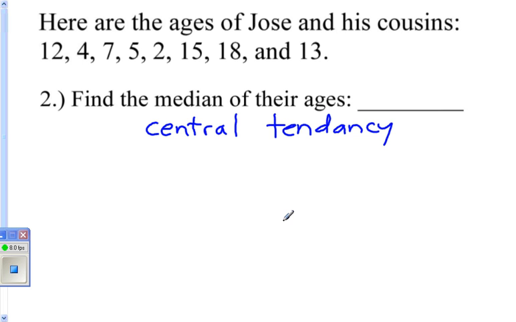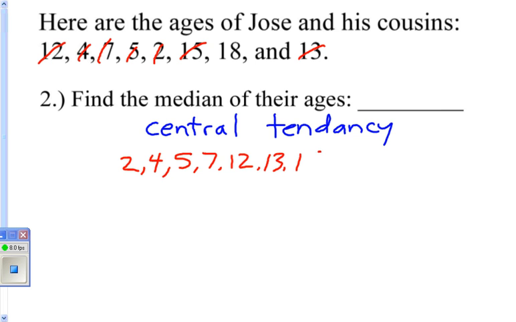And let's do that. So 2 is the smallest age. Then there is a 4-year-old and a 5-year-old and a 7-year-old cousin. Those are some of the younger ones. Then we have some of those that are in their preteens, 12, 13, teenagers, and we have a 15-year-old and 18-year-old, some of the older cousins in the group of Jose and his cousins. So about how old are Jose and his cousins? We're going to find the median to answer that question for us.